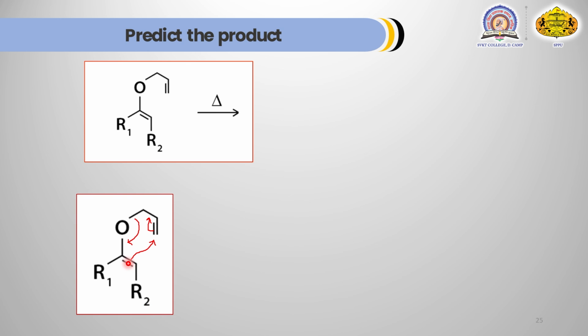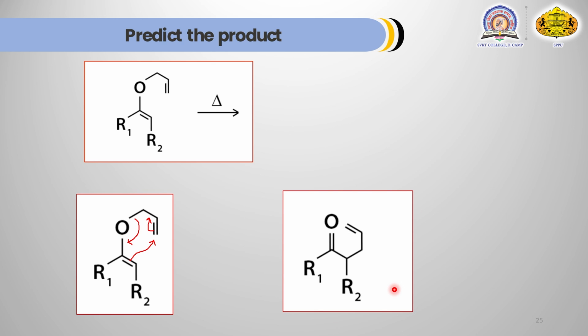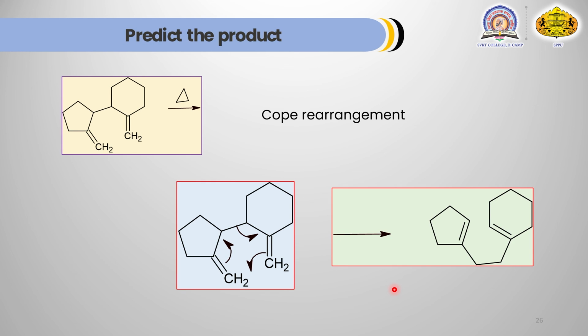Let's see how this rearrangement takes place. The pi electrons move from this place to this place. This pi bond is shifted here, this sigma bond is broken, and there is formation of a carbon-oxygen double bond. Hence this is the product obtained in this reaction, and it is a Claisen rearrangement. Now let's see the Cope rearrangement. This is the starting compound and we are asked to write down the product.